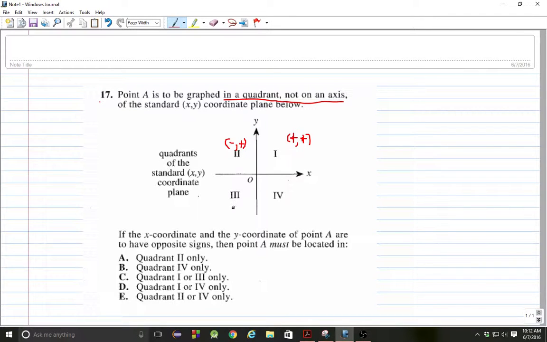In quadrant 3, both X and Y are negative. That's why one of them is to the left and another is down. And in quadrant 4, X is positive and Y is negative. So, as you can see, 1 and 3 have the same sign. So 1 and 3 is out. But 2 and 4 have opposite signs, plus and minus. So it has to be E, 2 and 4 only.